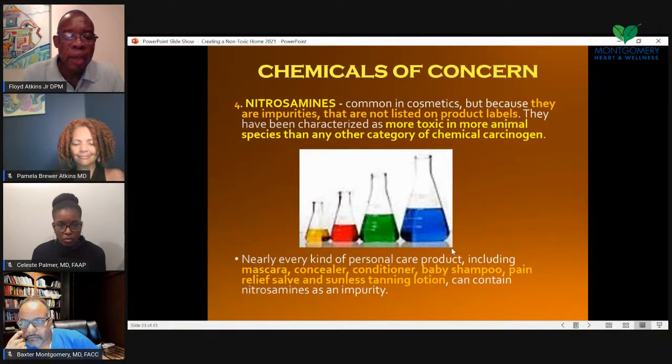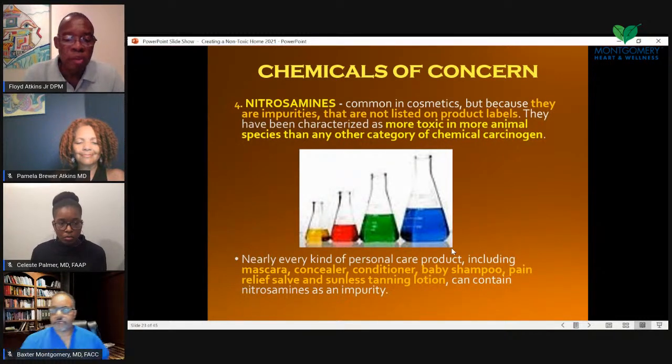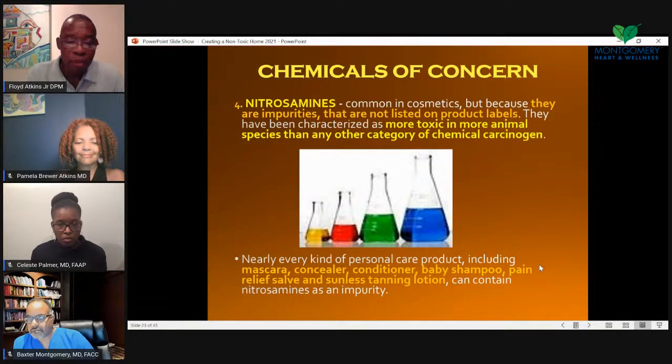And it's listed on the label as impurities. You don't even see nitrosamines on the label because they don't put them on the label that way. They just call it impurities. It might be, say, 97% pure and 3% impurities. And these impurities are what gets you. But we see it's found in nearly every kind of personal care item, including mascaras, concealers, conditioners, baby shampoos, pain relief salves, sunless tanning lotion. Nitrosamines are in everything, and we really have to be careful about it.